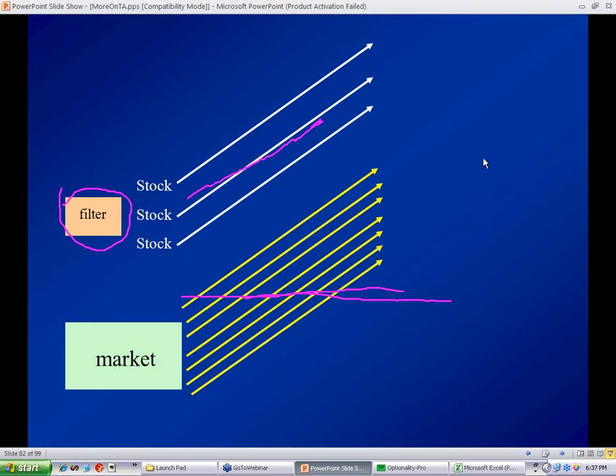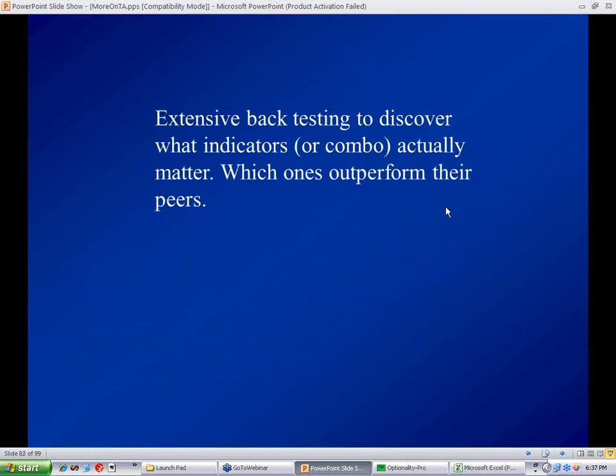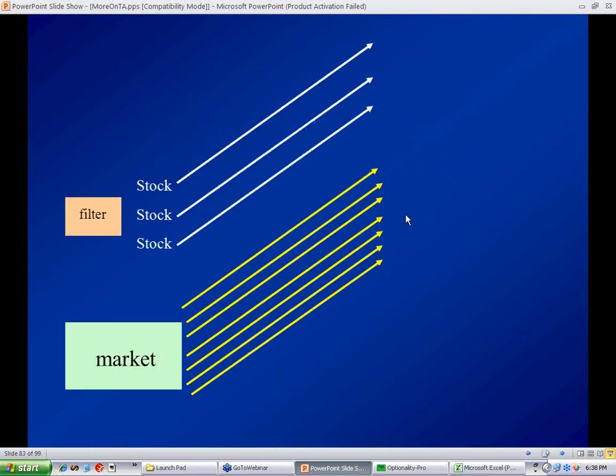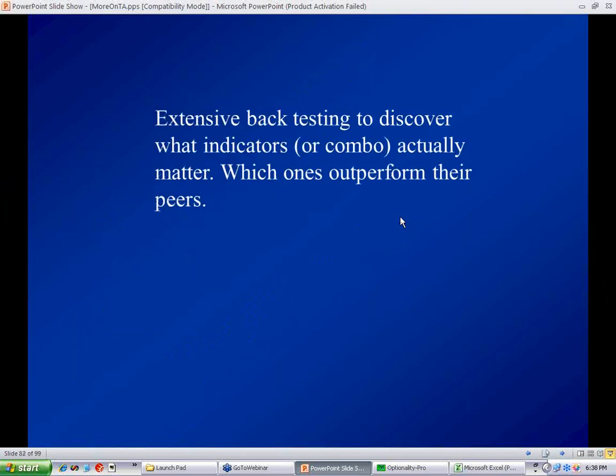But that's problem number 2. All right. We solved this problem quite a while ago when GT Pro came out, and extensive backtesting, I mean extensive backtesting, had to be applied to discover what indicators or combinations of indicators actually matter, which ones outperform their peers. In other words, which one actually outperformed those yellow arrows. And we discovered which ones do and which ones don't.